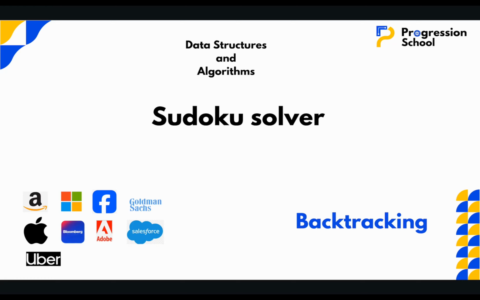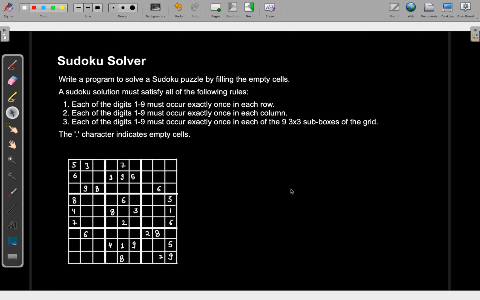Hi, welcome. In this video, we will solve the problem Sudoku Solver, asked by companies like Amazon, Microsoft, Facebook, Goldman Sachs, and many others. Now let's solve one of the greatest among the greatest problems on backtracking, Sudoku Solver.